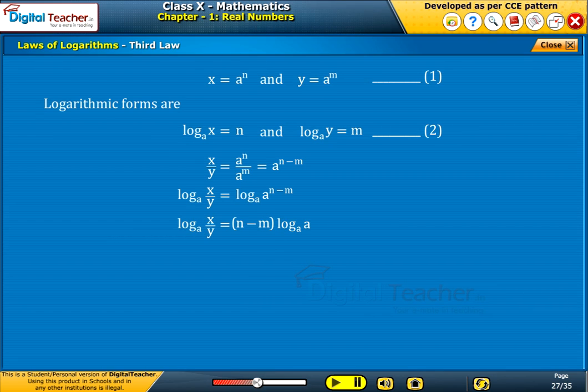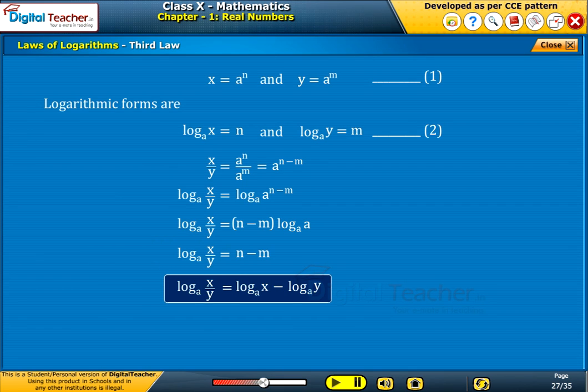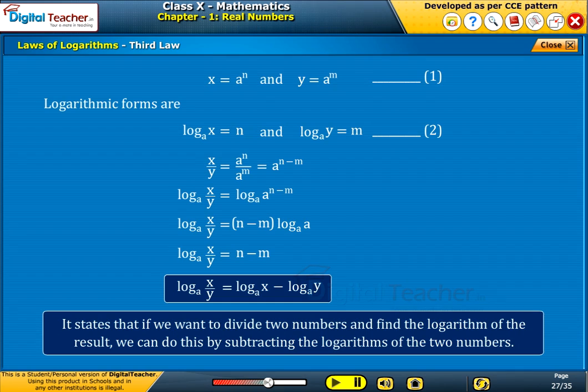From 2, we can write it as log x by y to the base a is equal to log x to the base a minus log y to the base a. This is third law. It states that if we want to divide two numbers and find the logarithm of the result, we can do this by subtracting the logarithms of the two numbers.